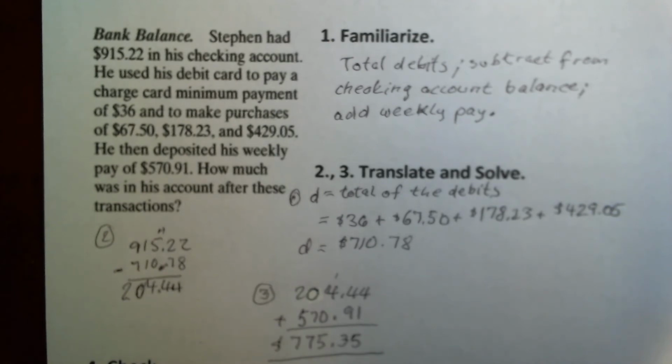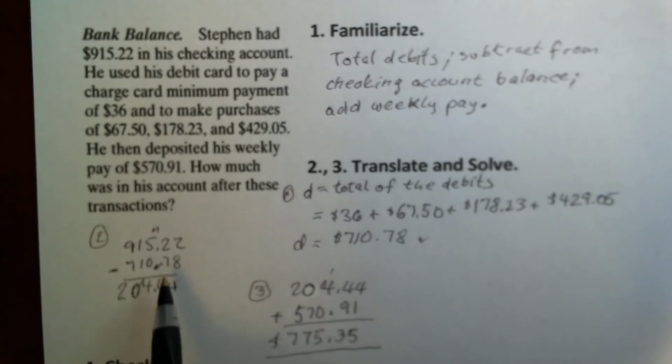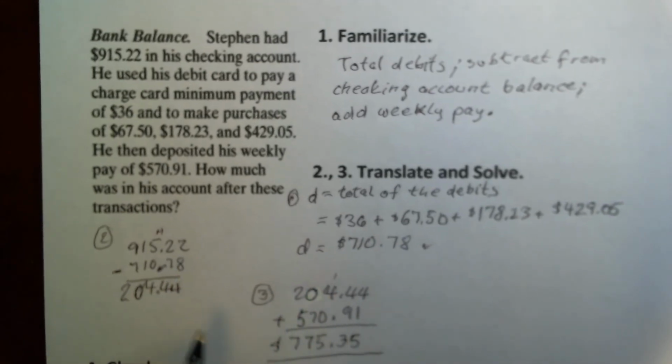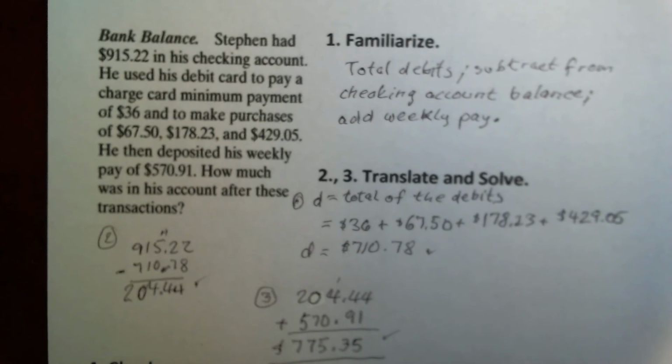To check, we recalculate everything we've done, adding up the debits, those 4 numbers, and that does check. We subtracted from the original bank balance of $915.22, and that checks too. And now we add the weekly pay, and that checks as well. So we are good. So we state our result.